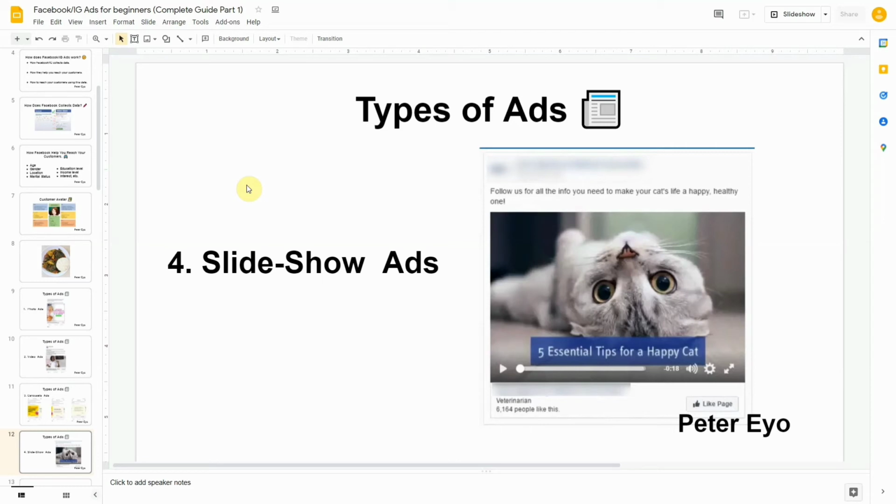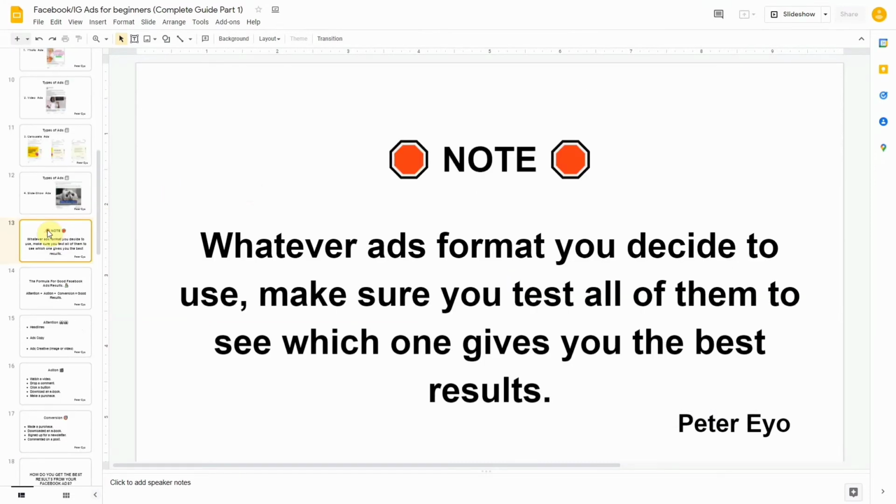Now, this is not all. There are other kinds of ads which I don't want to bother you with unless you are really a professional. So this is okay for now, since this is a beginner's guide. I want you to note this.